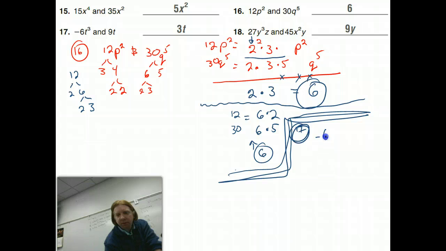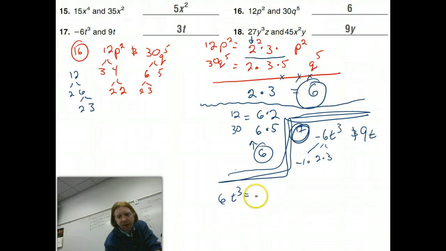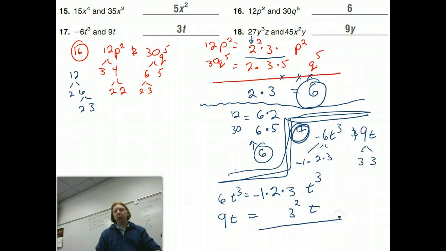Let's see, it says negative 6t to the third, and we're comparing that with 9t. The negative appears to have thrown you guys. When I factor 6, what do I get? 2 and 3. Well, it's a negative, right? So 6t to the third, prime factorization is negative 1 times 2 times 3 times t to the third. And then when I do 9t, well, 9 is 3 times 3, so I get 3 squared t. So I look for what they have in common.